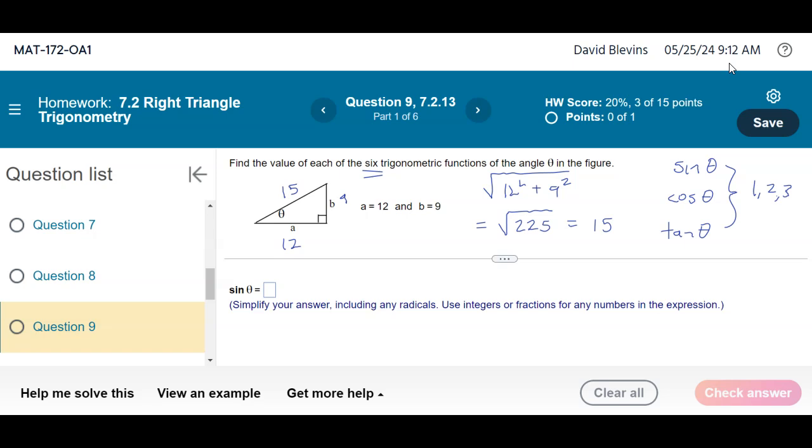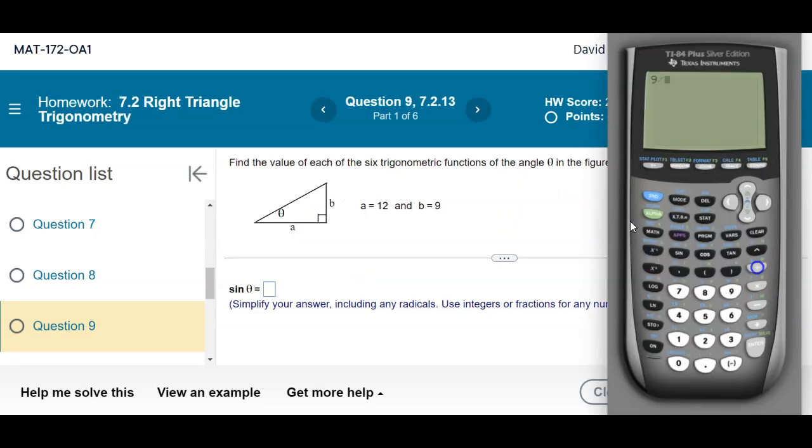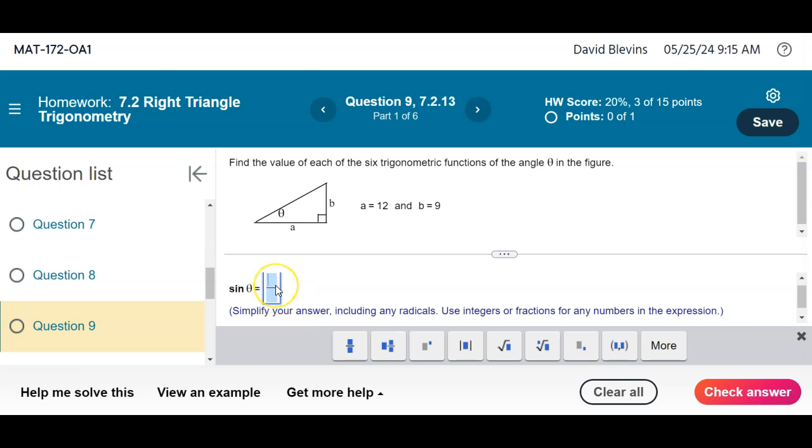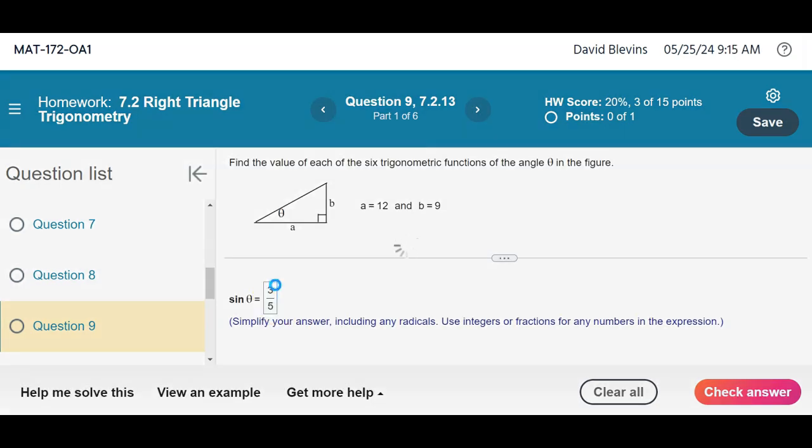Okay, so sine of the angle is opposite over hypotenuse. So 9 over 15, right? But always reduce these. 9 over 15 has a common factor of 3, so this is 3 over 5. Don't forget, you can always use your calculator to reduce a fraction. 9 over 15, math, 1, enter, will reduce a fraction, so that's 3 over 5. Simplify your answer means get the fraction in the lowest terms. All right, there's my fraction button, 3 on the top, 5 on the bottom, so 3/5.